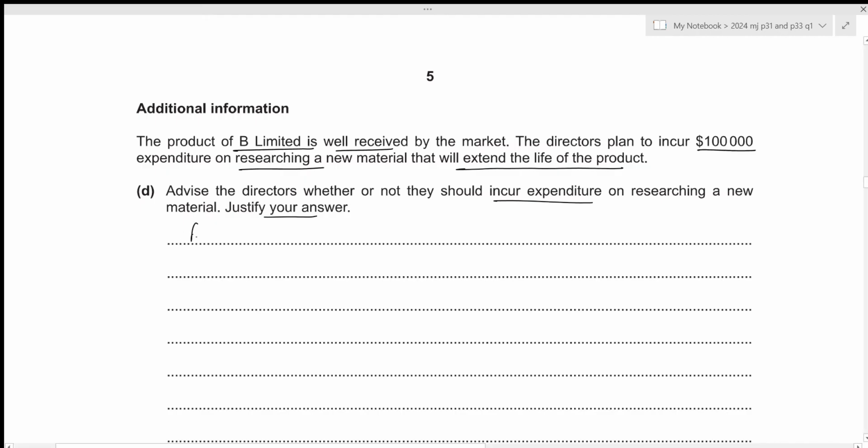Okay, let's write down for the plan. If we research more on a new material, then it just means that it will be of better quality. Let's write it down. New material may be of better quality. Then the second comment can be, if we research on new material, we can also make it to have less wastage. So we can see that this will reduce cost of wastage.